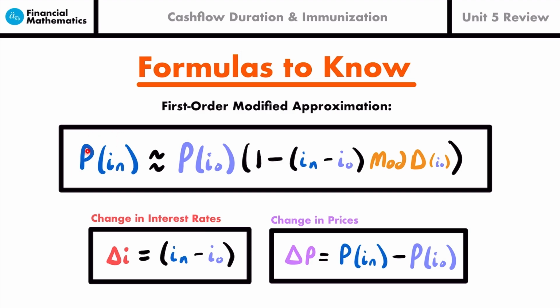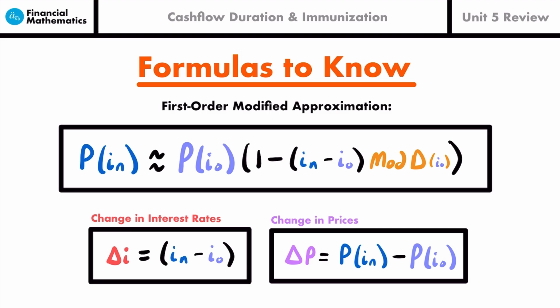We have that the new price of a set of cash flows, P of i sub n, where i sub n is the new interest rate, is approximately equal to the original price, or the price at the original interest rate, that I call i naught. And by the way, if you don't know what naught is, it's just another way of saying zero, but it's easier to say faster. But then you take that price and multiply it by 1 minus the change in the interest rates. So you have the new interest rate i sub n minus the original interest rate i naught, and then you multiply by the modified duration that is calculated using the original interest rate.